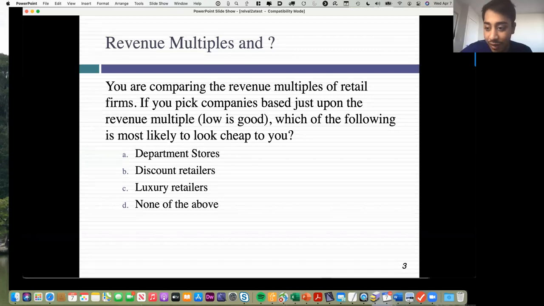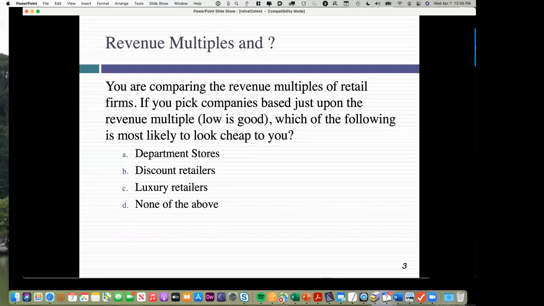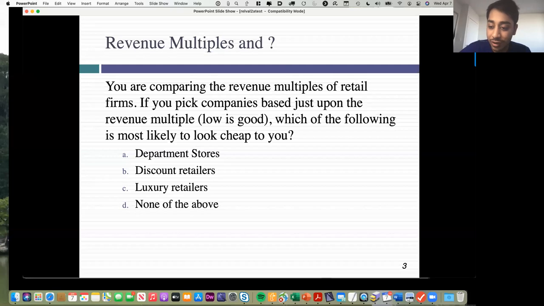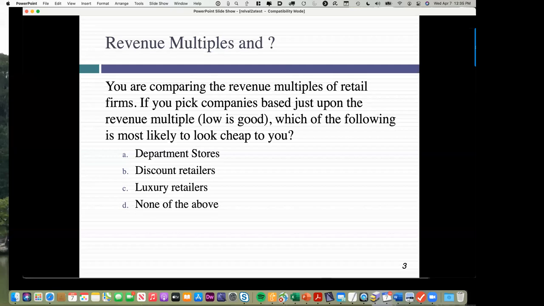I guess discount retailers because. And what is it about discount retailers? You're absolutely right. What is it about discount retailers that will make them look cheap? They'll probably have the lowest revenues of the lot. But it's a multiple of revenues, right? So the lowest dollar revenues can actually help because you can trade at a much higher multiple. It can't be the revenues. What else do discount retailers have that sets them apart from luxury retailers, even if they have the same revenue?